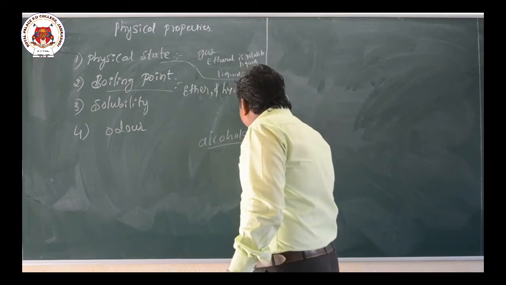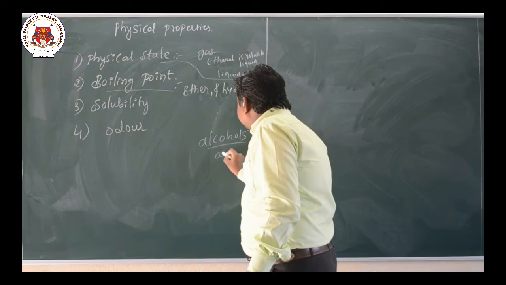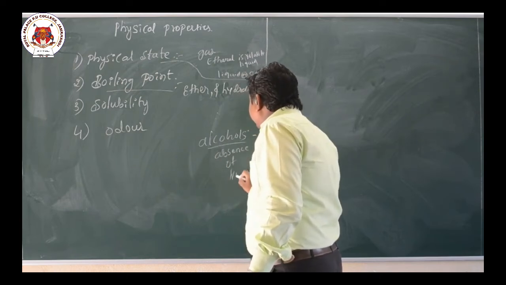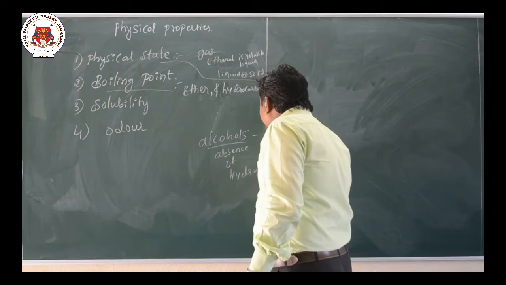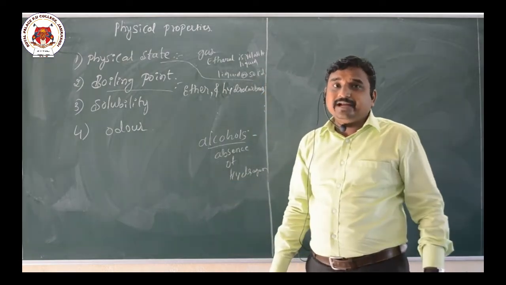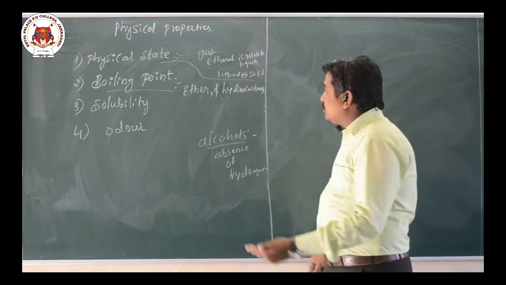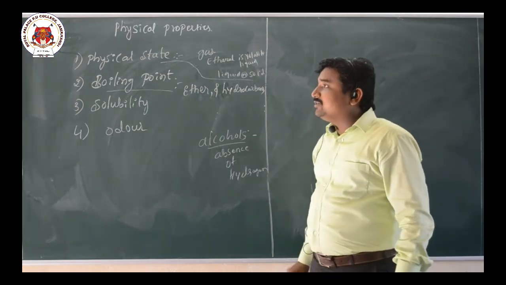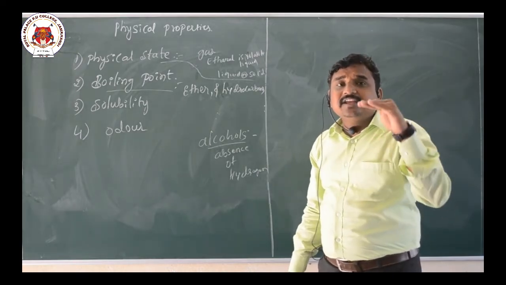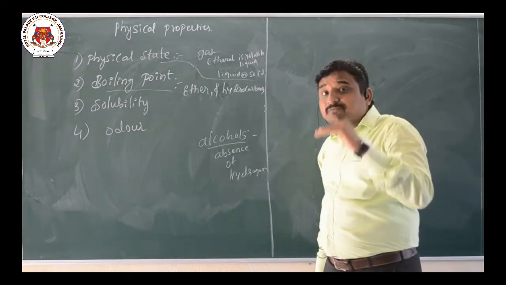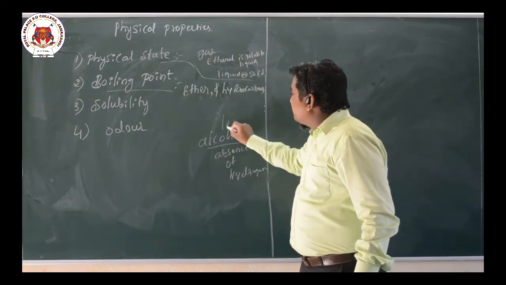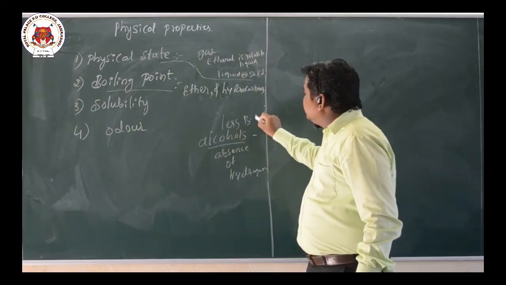So because of what here? Absence of hydrogen bonding. In case of alcohol, we observe hydrogen bonding, but in case of aldehydes and ketones, there is an absence of hydrogen bonding. Hence aldehydes and ketones have less boiling point compared to alcohols.